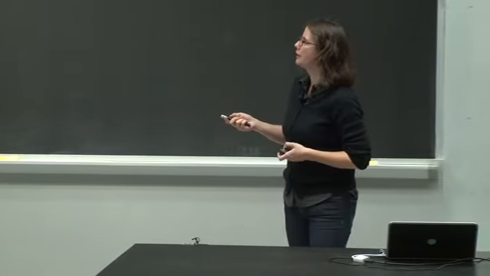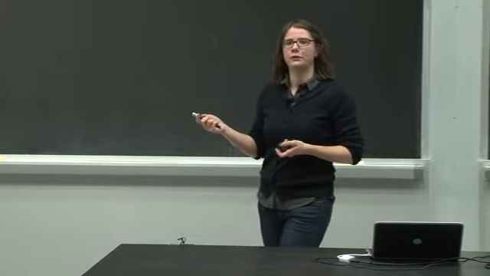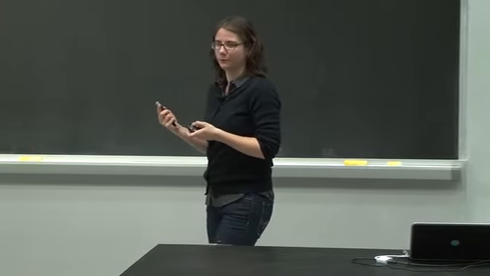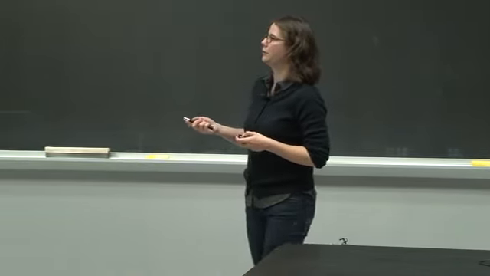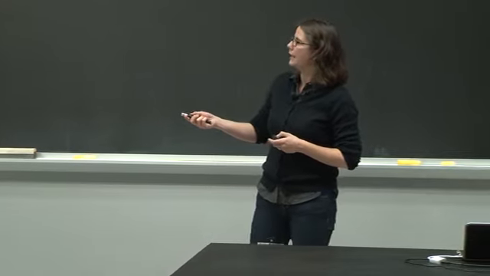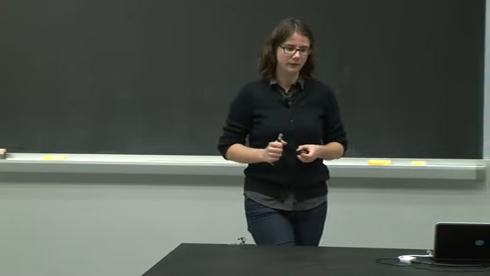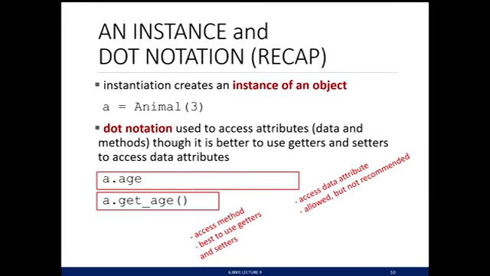However, it's actually not recommended to access data attributes directly. So this is the reason, as you're going to see in the next slide, why we're going to use getters and setters. Instead, you should use the getAge getter method to get the age of the animal. So this is going to return also 3. So these are going to do the same thing.